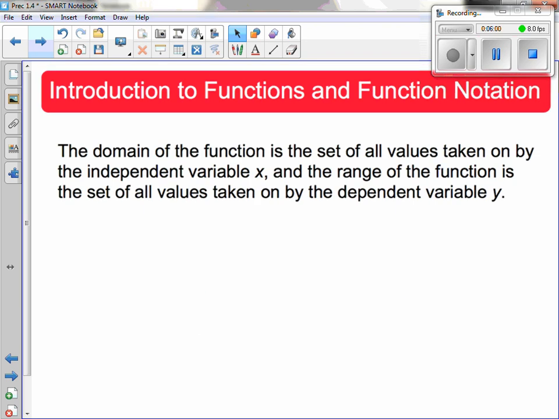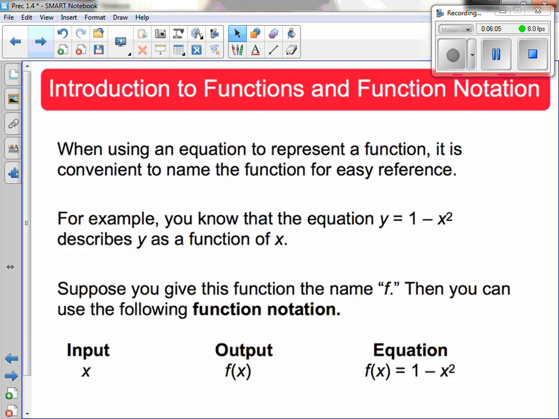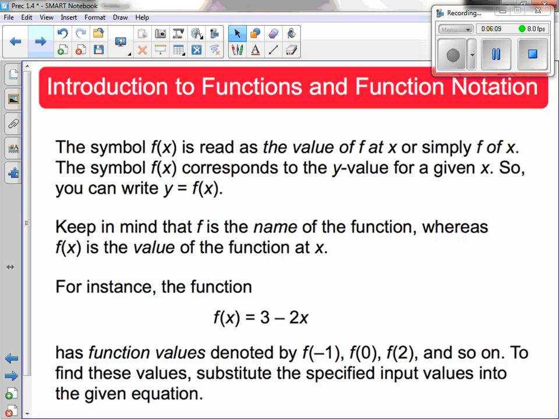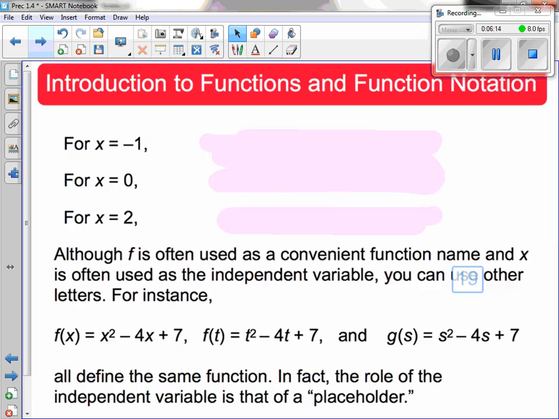As long as we can write y by itself, we're good, and it's going to be the set of all values in the domain. For example, we know that this is true. Suppose, for instance, this function, that is a function.